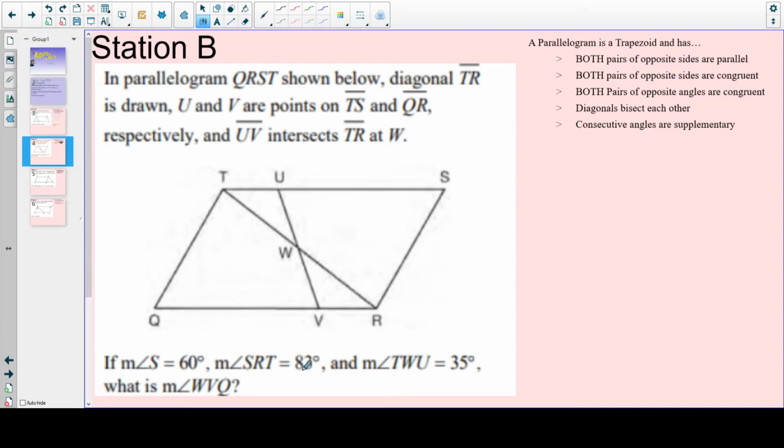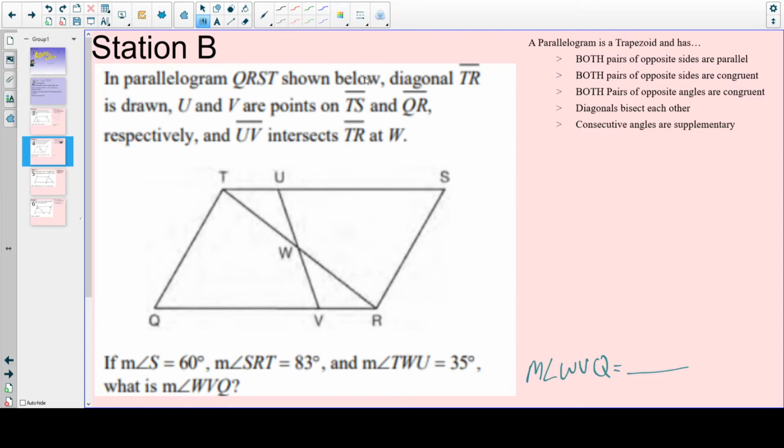The measure of angle S is 60. The measure of angle SRT is 83 degrees. And the measure of TWU is 35. What is the measure of WVQ? So, my answer is going to look like this. The measure of angle WVQ equals something.